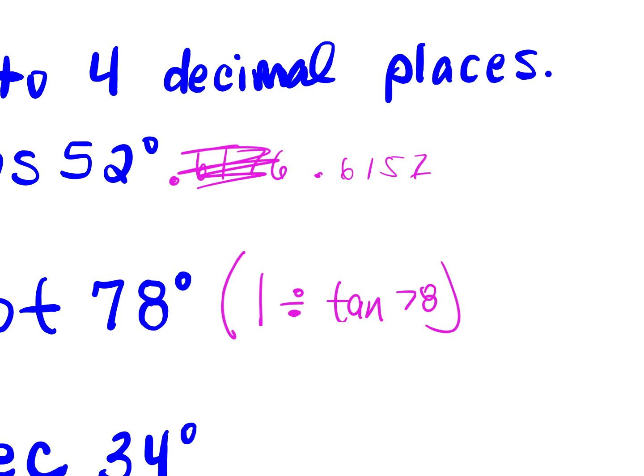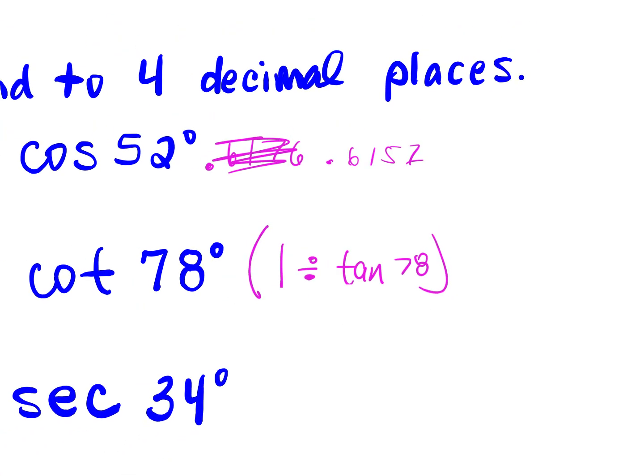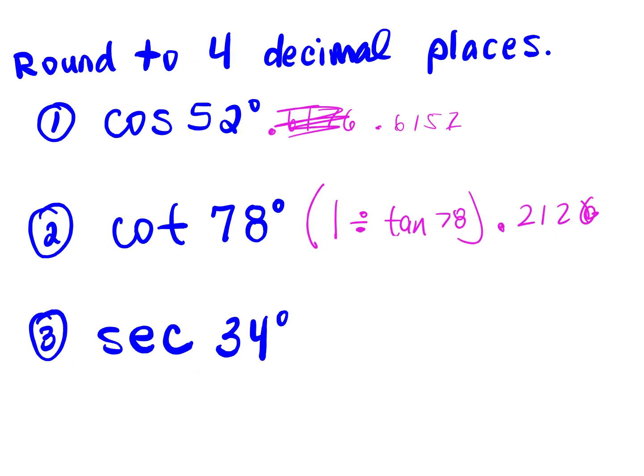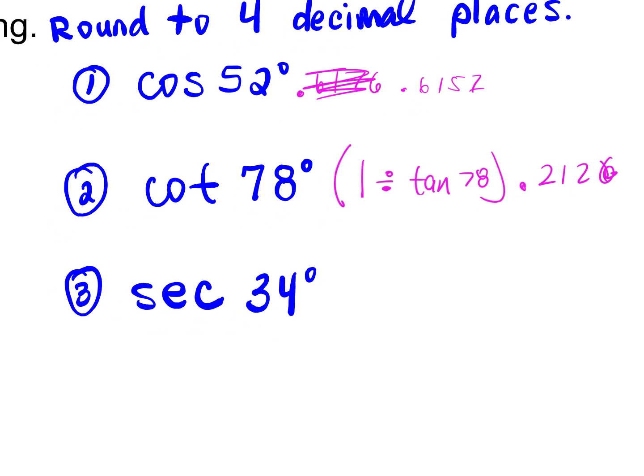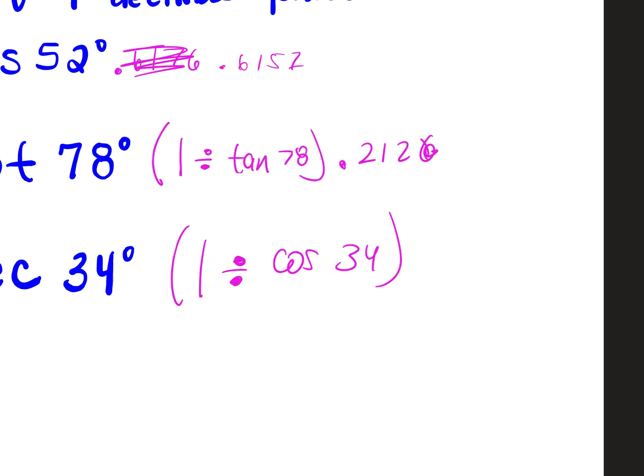What are we getting? 0.2126. Okay. What's secant the reciprocal of? Cosine. So hit 1 divided by cosine 34. 1.206. Okay, perfect. Good.